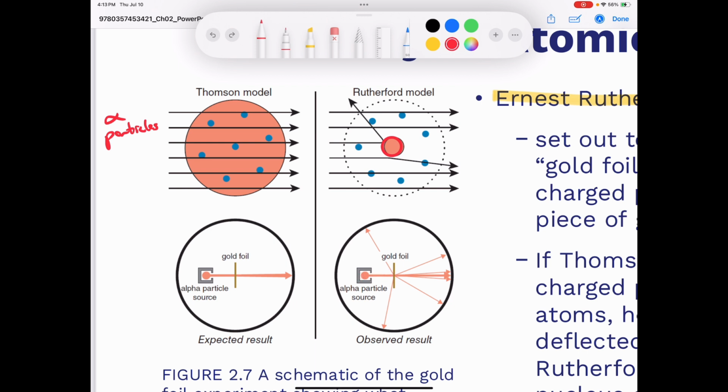The gold foil is shown here. This is just showing one atom of the gold foil. Most of the alpha particles just went straight through, but then they kept firing them for days and days. And then all of a sudden, they saw something really cool. One of them started to be deflected, like ricocheted off. Another one ricocheted off. And then eventually they saw one coming back towards them.